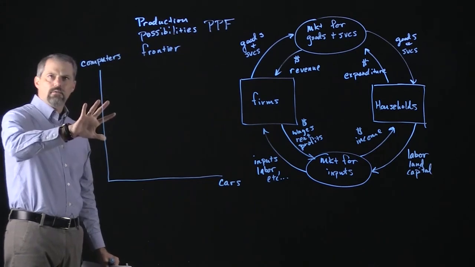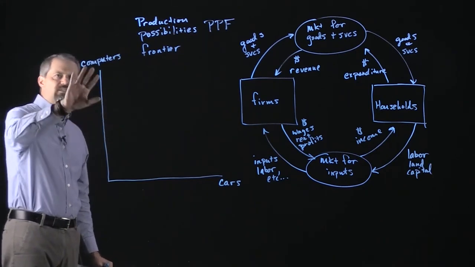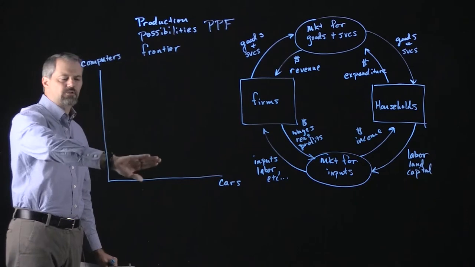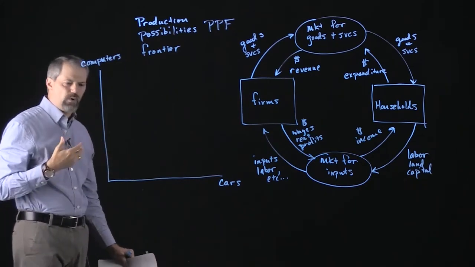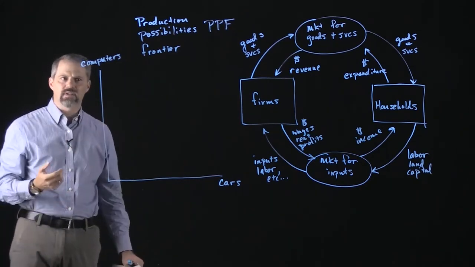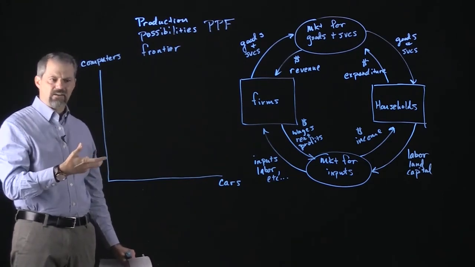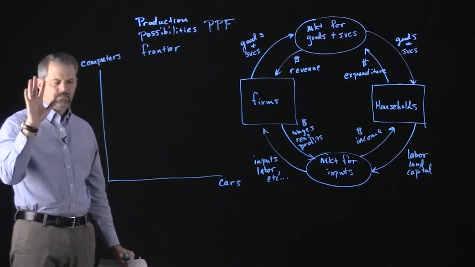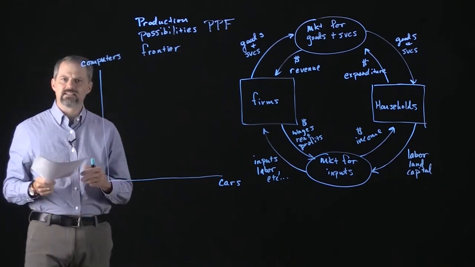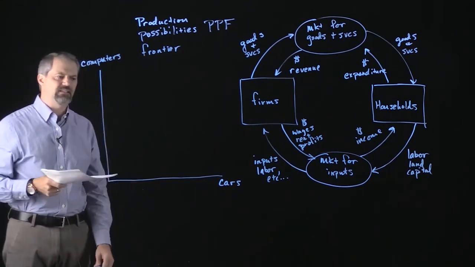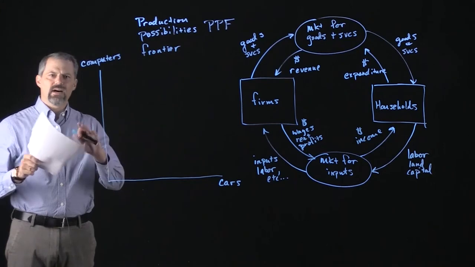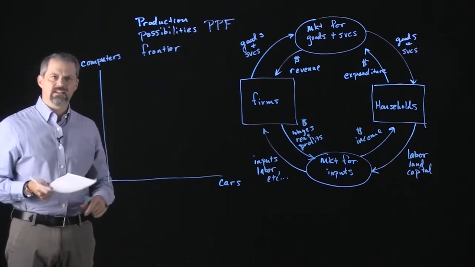Don't think about what's being used to produce computers or cars. Don't think to yourself, well, but it can't be that simple, because if you've got workers, then they have to eat, and so we would have to have food being produced. Don't make it complex. Enjoy the simplicity.